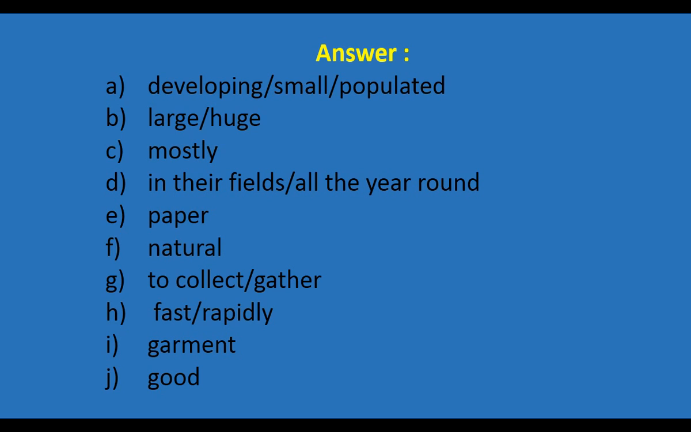Oh, sorry. You can check back the answer once again. A, developing, small, populated. B, large, huge. C, mostly. D, in their fields, all the year round. E, paper. F, natural. G, to collect or gather. H, fast, rapidly. I, garment. J, good. That's all. Thank you.